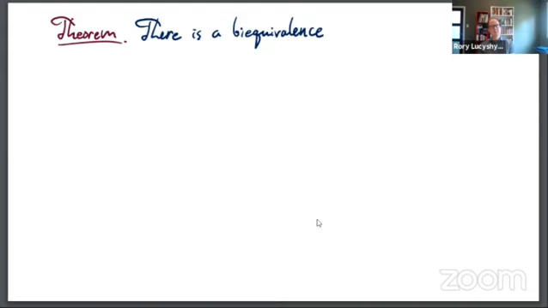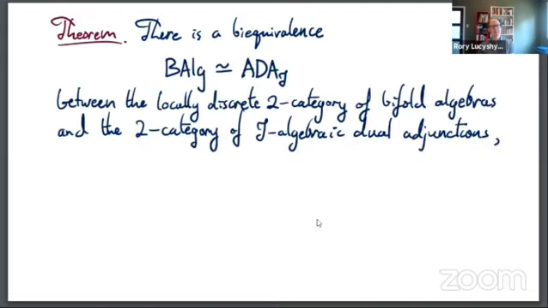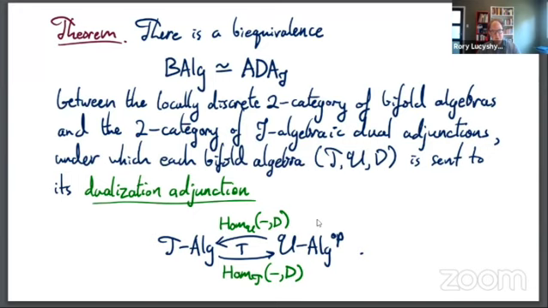So first of all, there is a biequivalence between the locally discrete two category of bifold algebras on the left. So that's just an ordinary category. And then on the right, we have the two category of J-algebraic dual adjunctions. So that's the main statement of the theorem, but equally interesting is the description of how it acts on objects.